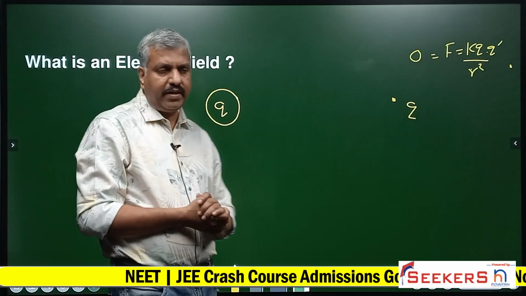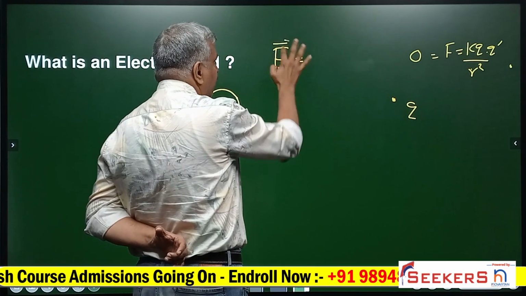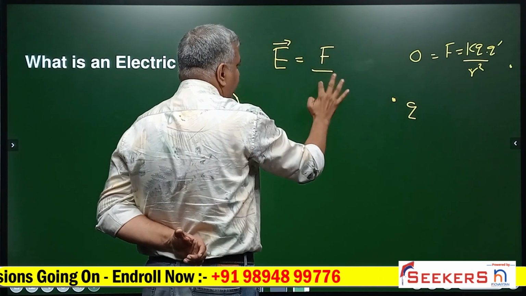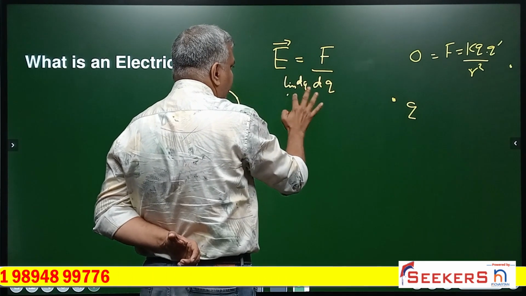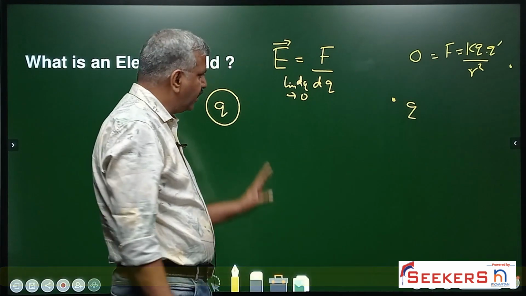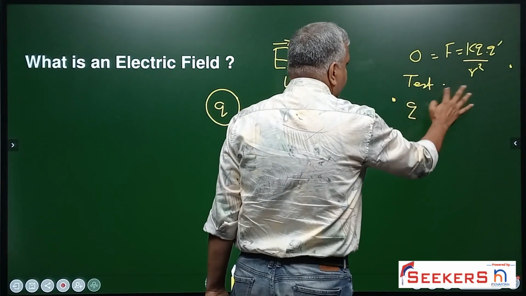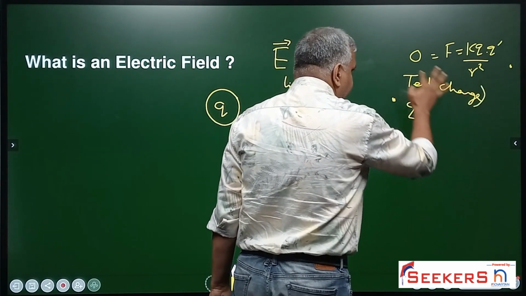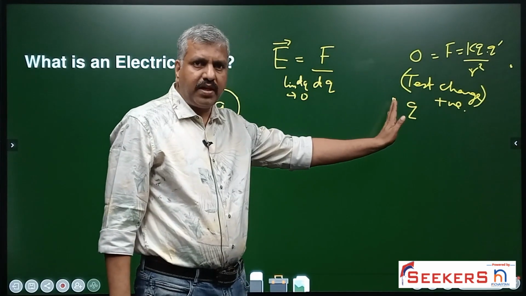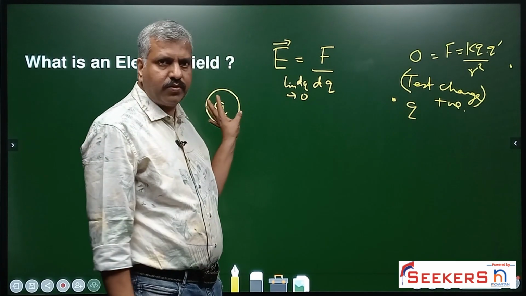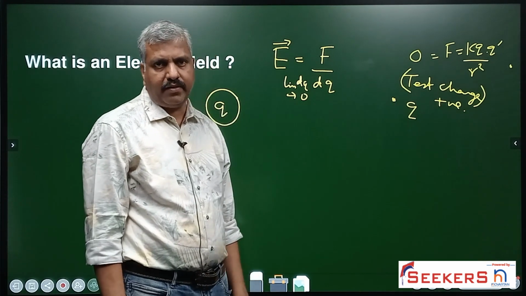Now the strength of an electric field is defined as, let us call it E, E vector is equal to F divided by dq, limit dq tending to 0. That means if you bring a second charge, which is called a test charge, and this test charge is necessarily positive, a unit charge close to the first one, the net force experienced by it is what is known as the strength of the electric field.